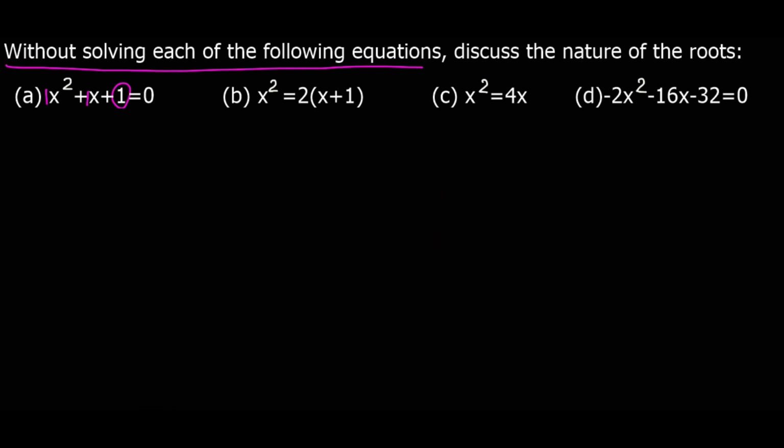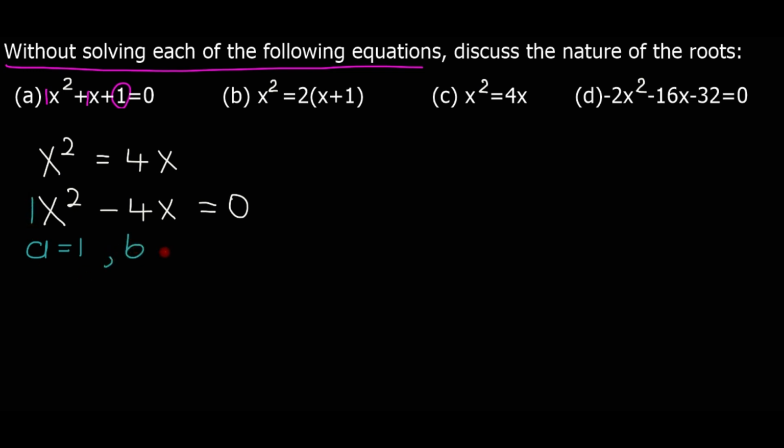Part C. So for part C, we will do the same thing. We will make sure we are in the standard form. We have x squared equal to 4x. So we move 4x to the other side of the equal sign, and we have x squared minus 4x, and then we remain with 0. So it means A is 1 because here we have 1, and then B is minus 4. That's where B is, this one, and then C is 0 because there is no number here.